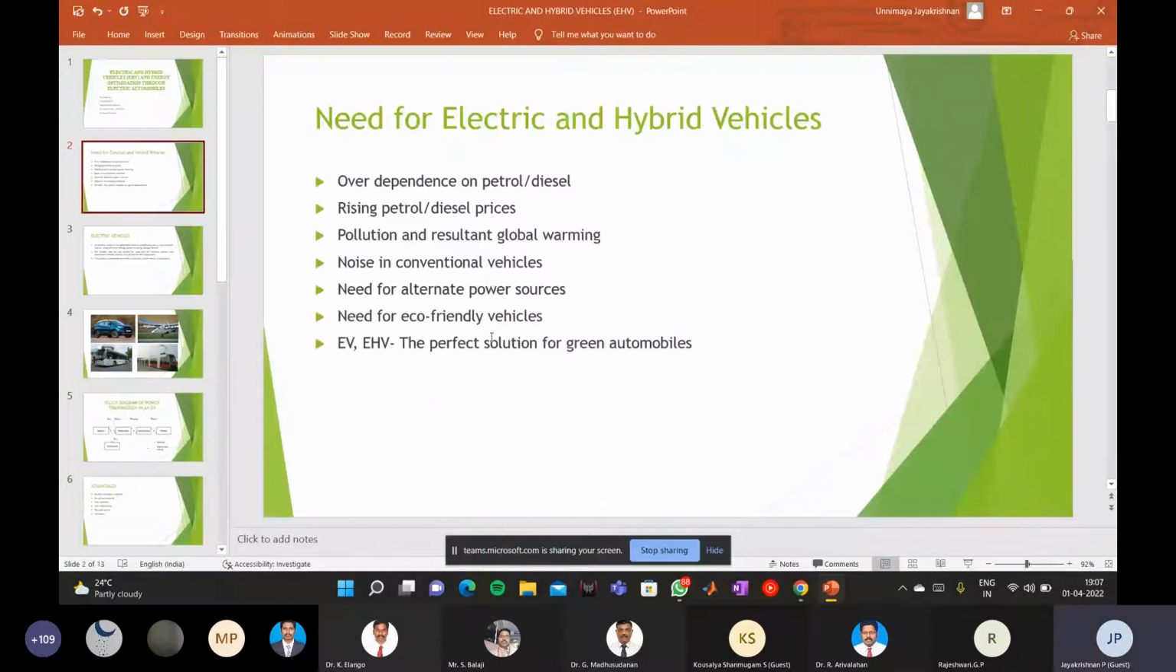Okay, first of all, the need for these electric and hybrid vehicles. Everybody knows we are all facing global warming. I am not going deep into global warming because this is a very large subject, and a separate seminar will be needed for it. The need for these electric and hybrid vehicles: the first is our dependence on petrol and diesel.